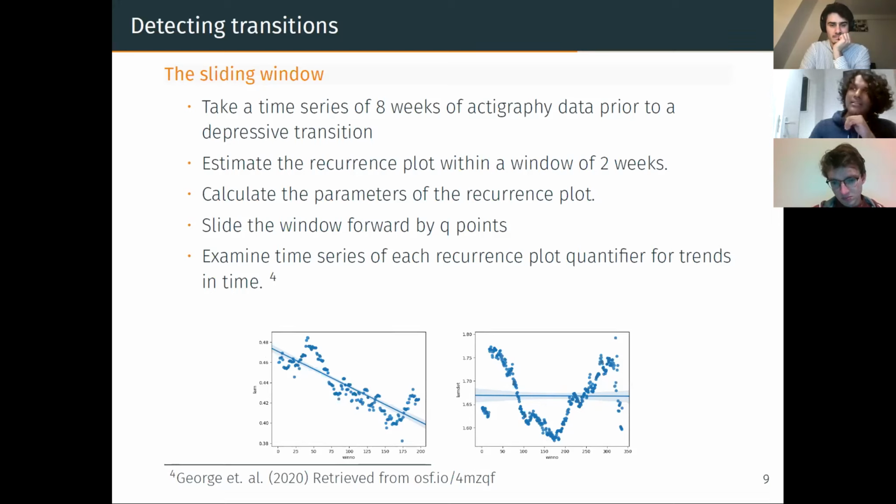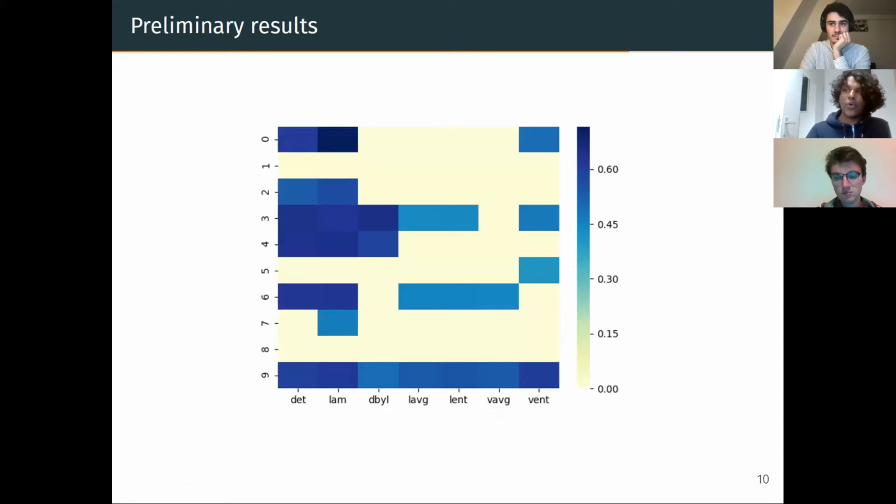Now I present some preliminary results from this study. This is still ongoing, so these are the first 10 patients we've analyzed. The blue represents that we found a significant trend over time. Overall, we find trends in at least one of the quantifiers for 8 out of 10 patients. We can also see that the laminarity and the determinism seem to perform much better than many of the other quantifiers. In fact, the laminarity predicts about 70% of transitions in this really small sample, and determinism about 60%.